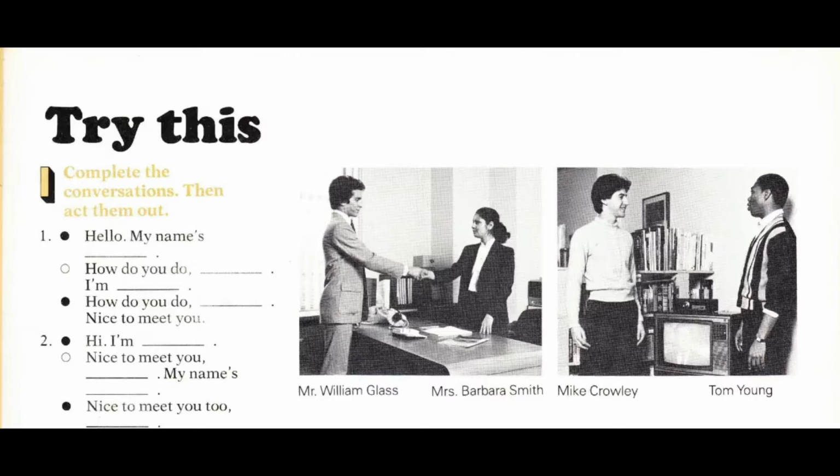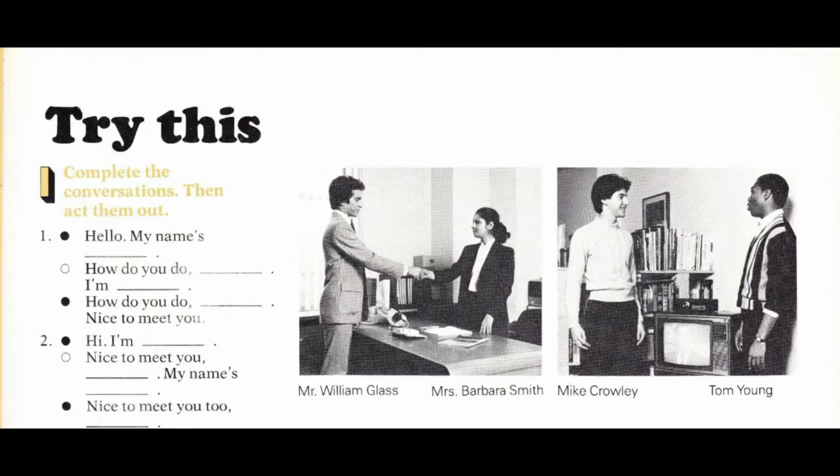Now, conversation 2. We can see it starts with hi. Hi is friendly and informal. So naturally, it goes to the picture on the right side. So, we practice the conversation like this. Hi, I'm Mike Crowley. Then the other person says, nice to meet you, Mike. My name's Tom Young. Nice to meet you too, Tom. So here we use the first names because it's an informal conversation.